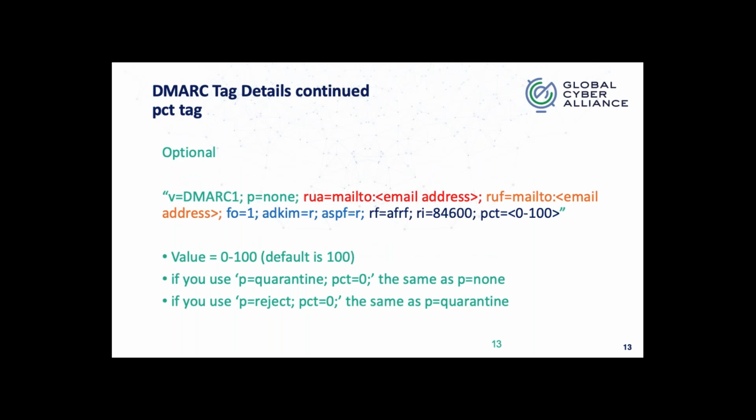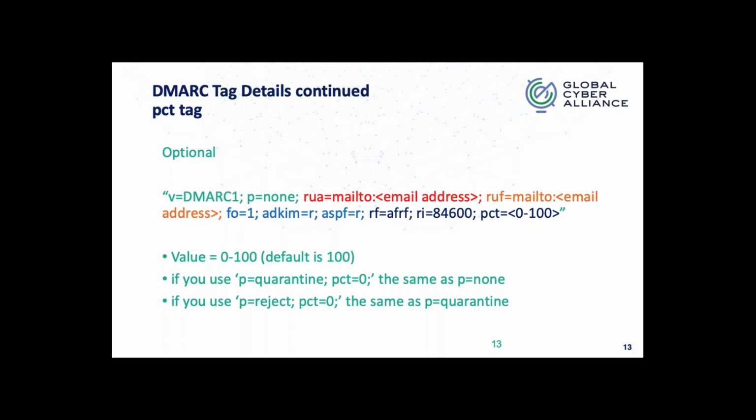Then there's the PCT tag, which is optional as well. This is the percentage tag. What this is defining is what percentage of messages that are being delivered using your domain name are impacted by the DMARC policy. So the value is anywhere between 0 to 100, the default being 100. Honestly, my recommendation is don't use this tag. Leave it as a default of 100, because you're not going to be able to determine which messages are being impacted and which ones are not being impacted.